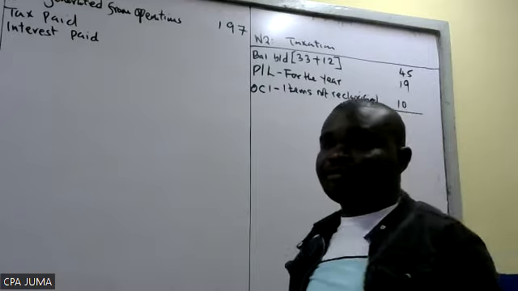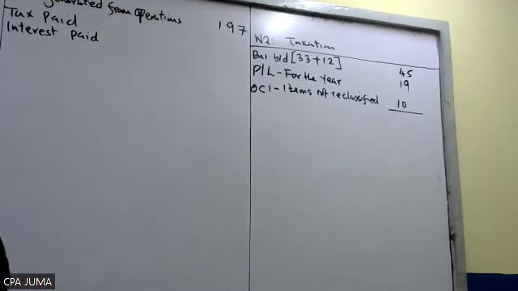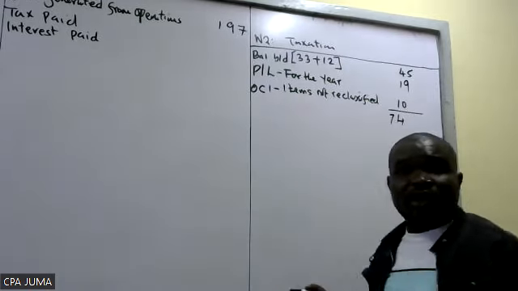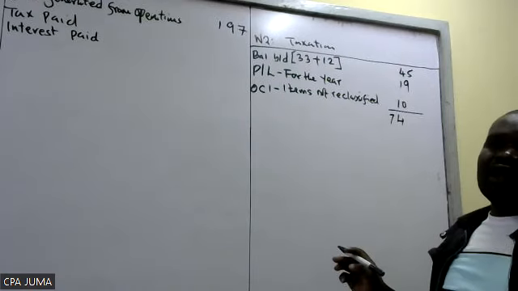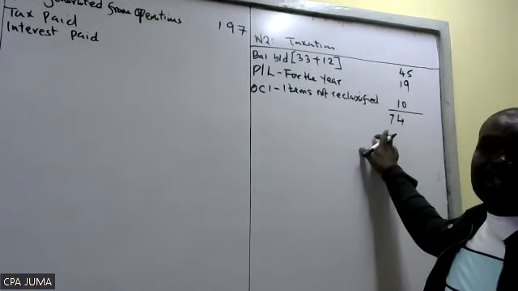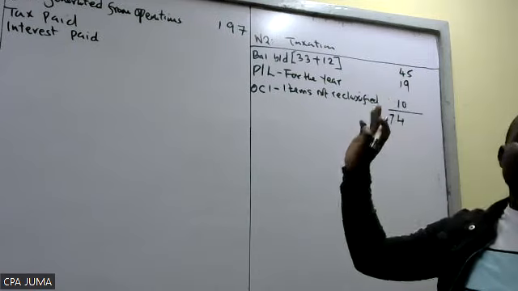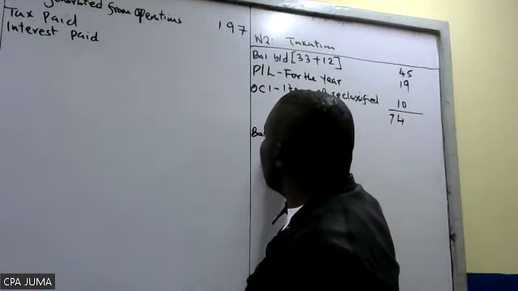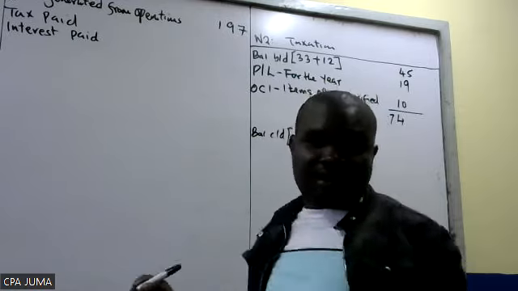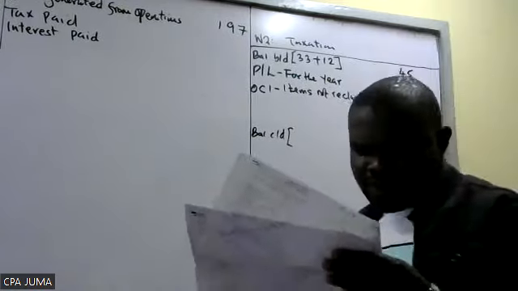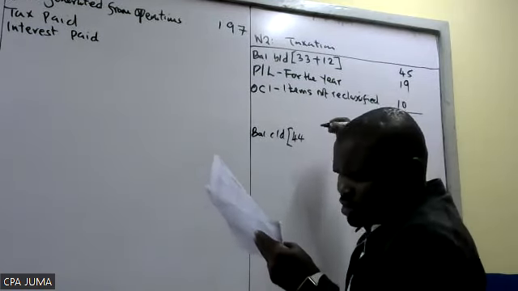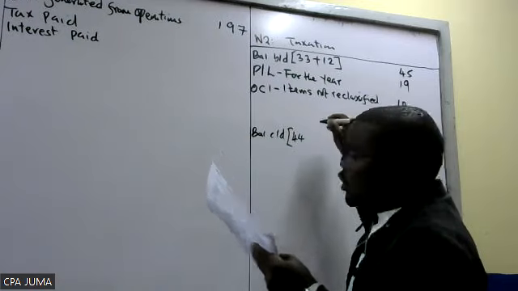How much? 74. So can we compare with the closing? If we find the closing is also 74, then it means they never paid tax. So skip one line, balance current down, deferred. Deferred plus current. 44 plus current, we now have 23.